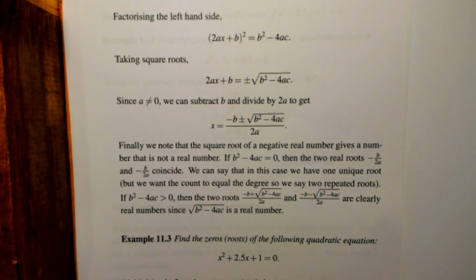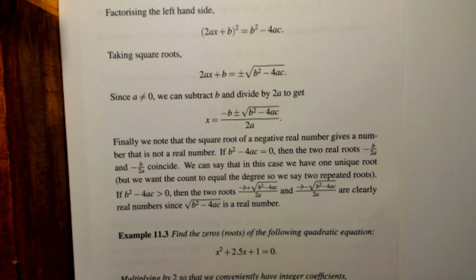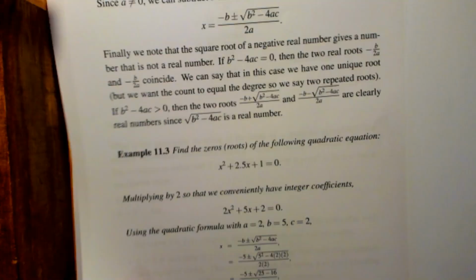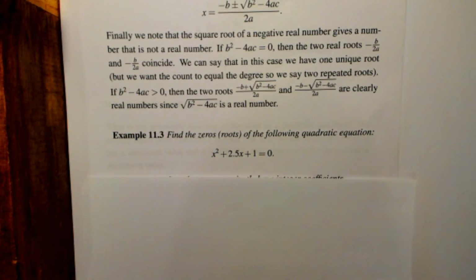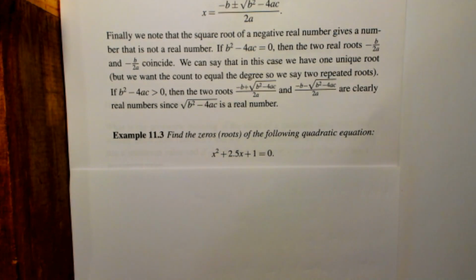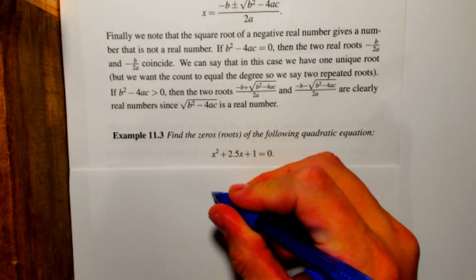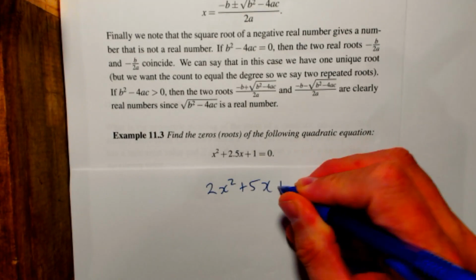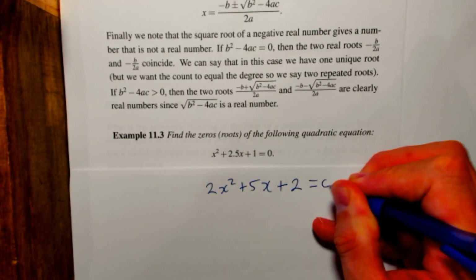So let's have a look at example 11.3 now. Find the zeros of the following quadratic equation. Now, possibly annoyingly, it has a decimal number in there, so you can, if you want, multiply throughout by 2 and just have integers. So let's do that. So multiplying by 2, we have 2x squared plus 5x plus 2 is 0.